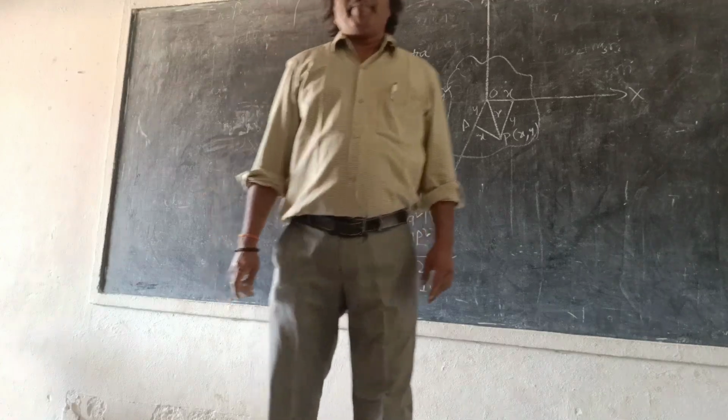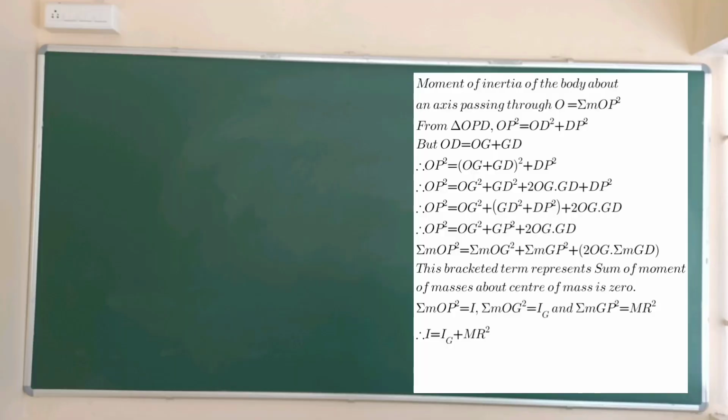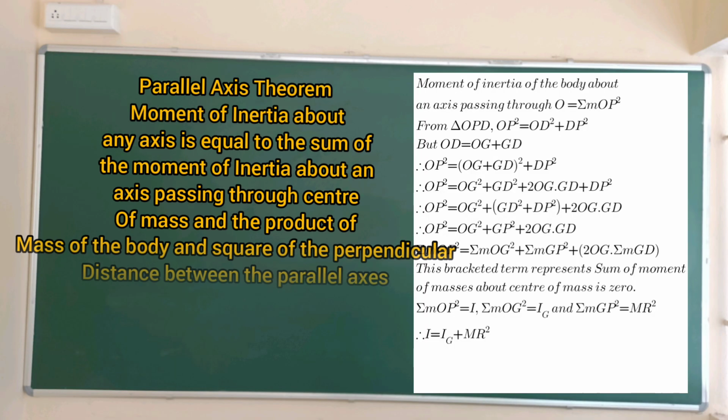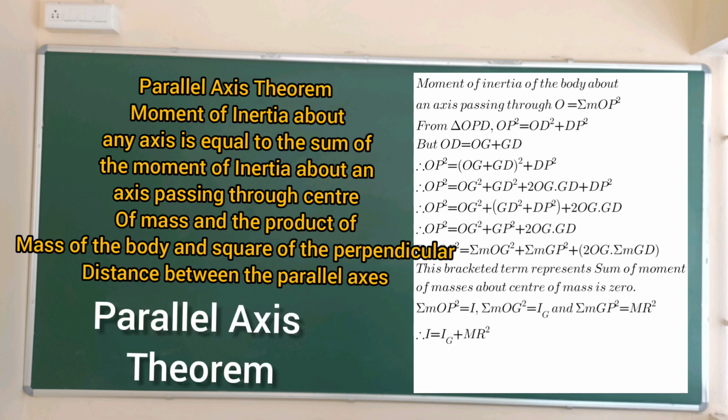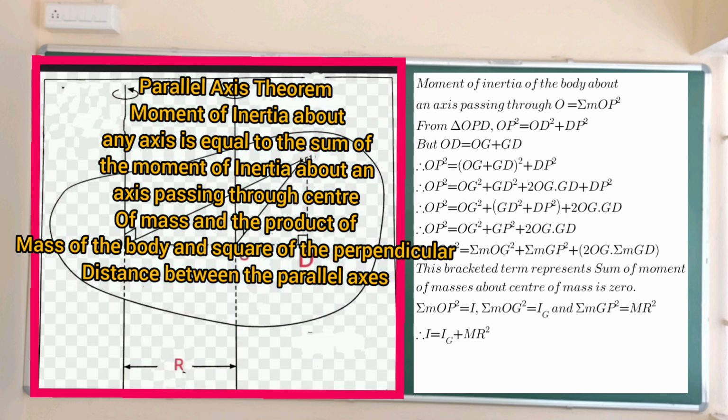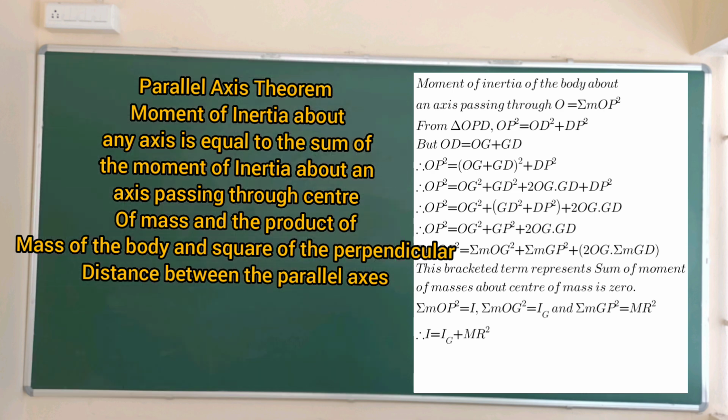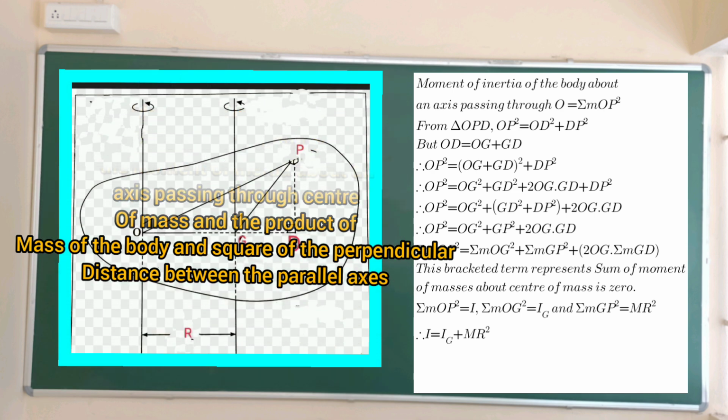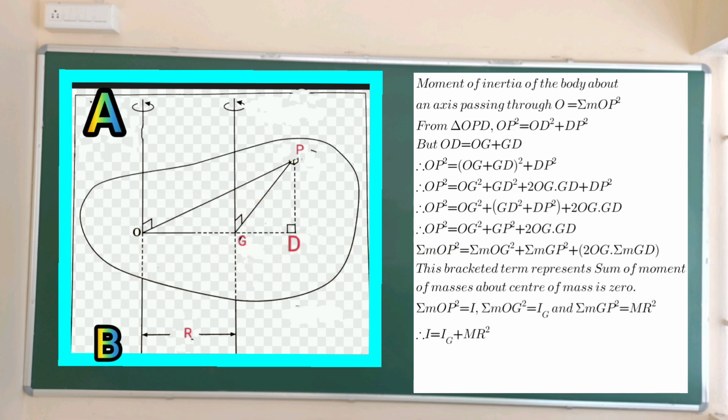Now let's move on to the parallel axis theorem. According to it, the moment of inertia of a rigid body about an axis passing through O is equal to the sum of the moment of inertia about a parallel axis passing through its center of mass and the product of the mass of the body and the square of the perpendicular distance between these two parallel axes.